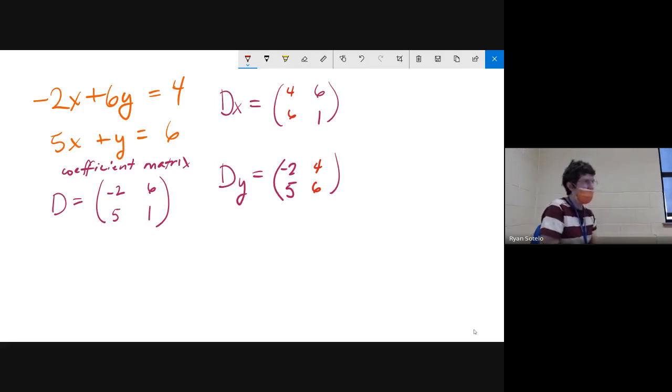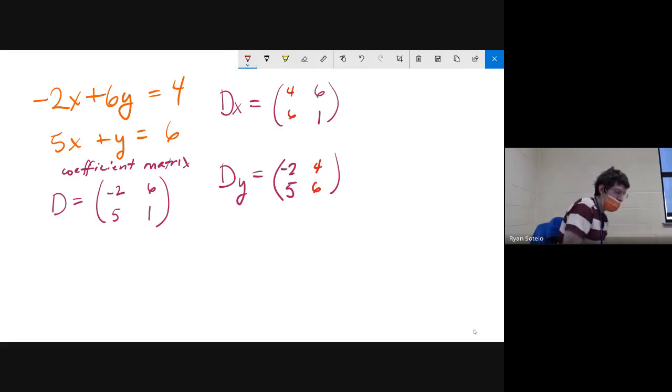Is this okay so far? I've just taken the coefficients and made one matrix, and then I made two other matrices just like it, but I put 4 and 6 in for either the x column or the y column. So hopefully that's okay.